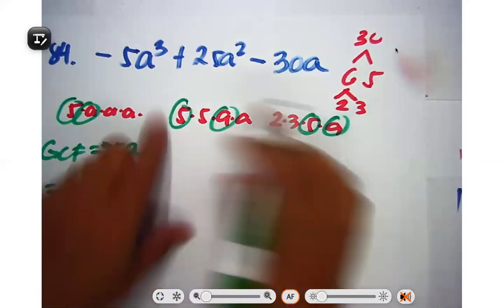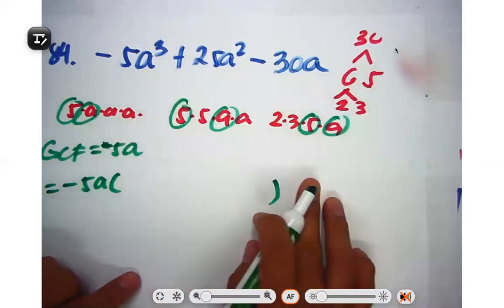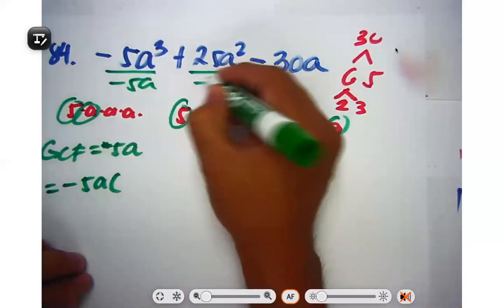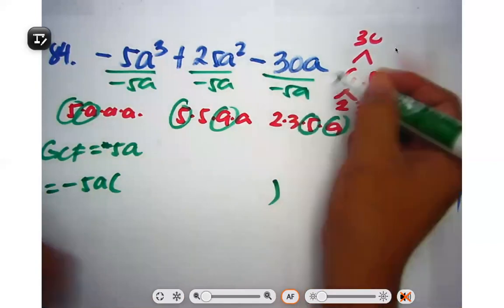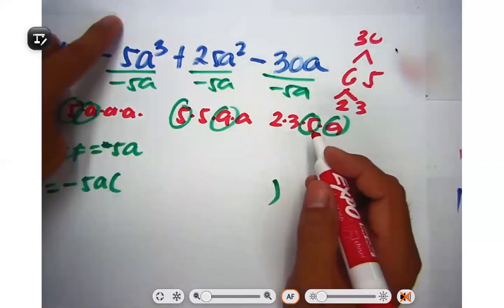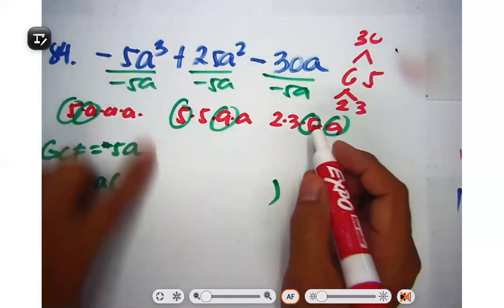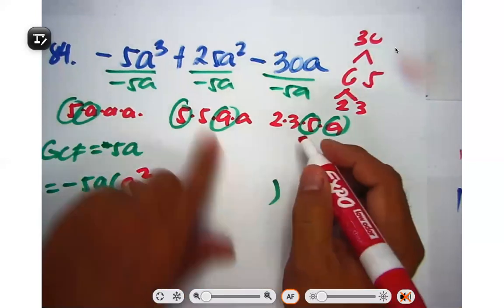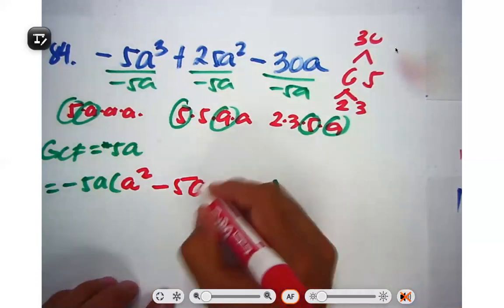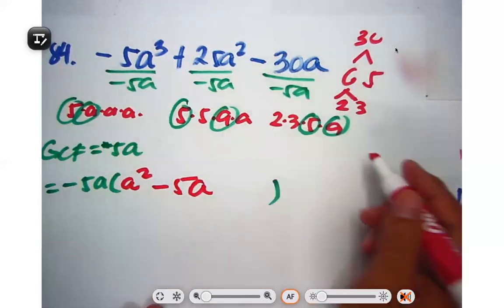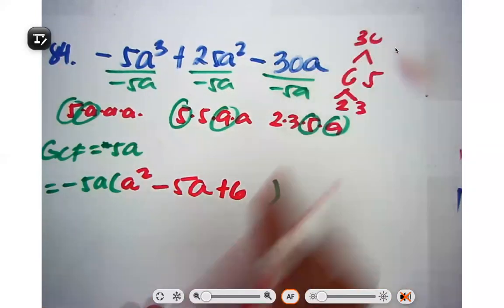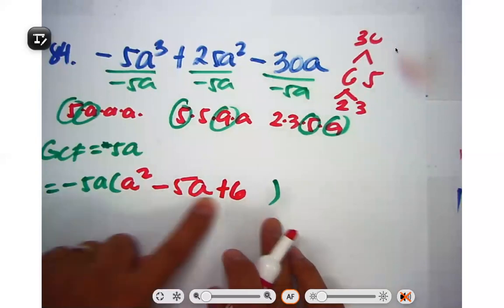And let's find the factor inside the parentheses. We divide this by negative 5a. Negative 5 divided by negative 5 is now positive. A cubed divided by a is a squared. 25 divided by negative 5 is negative 5. A squared divided by a, you have a. Negative 30 divided by negative 5 is 6. You cancel your a, so no more a there. We have a squared minus 5a plus 6.